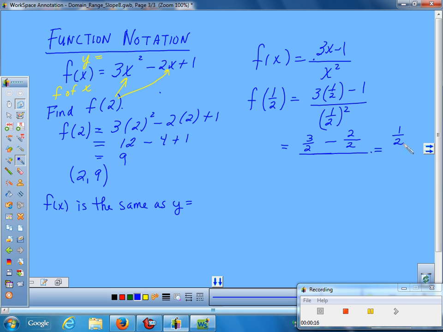Now, how do you square 1 half? 1 half times a half. Or square the top, square the bottom. That would be a fourth. Square 1, square 2. You don't know how I got 1 half? 3 halves minus 2 halves. Subtract fractions, you subtract the numerators, leave the denominator the same.